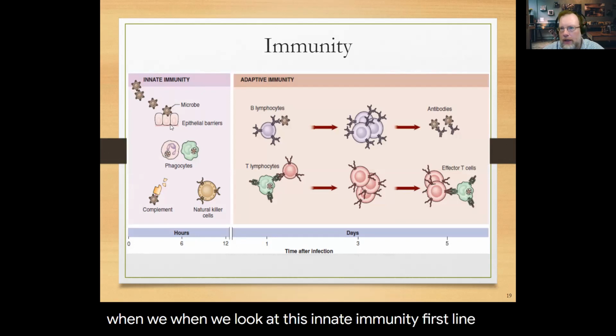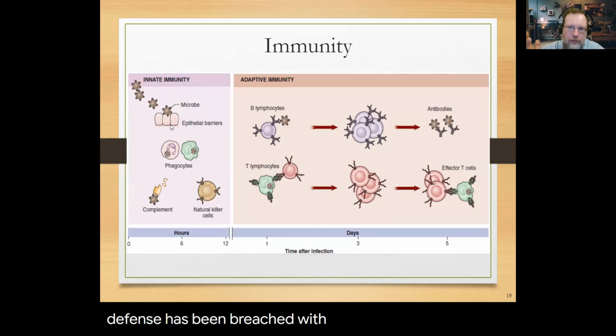So one of the items initially that applies, when we look at this innate immunity, is that the first line of defense has been breached with any infection. COVID-19 is no different. It's a coronavirus. The corona part are these little spikes. They call them S proteins or spike proteins. They're the surface markers of the virus. So it's these spike proteins that are attaching to some of these epithelial barriers, triggering some sort of inflammatory response.